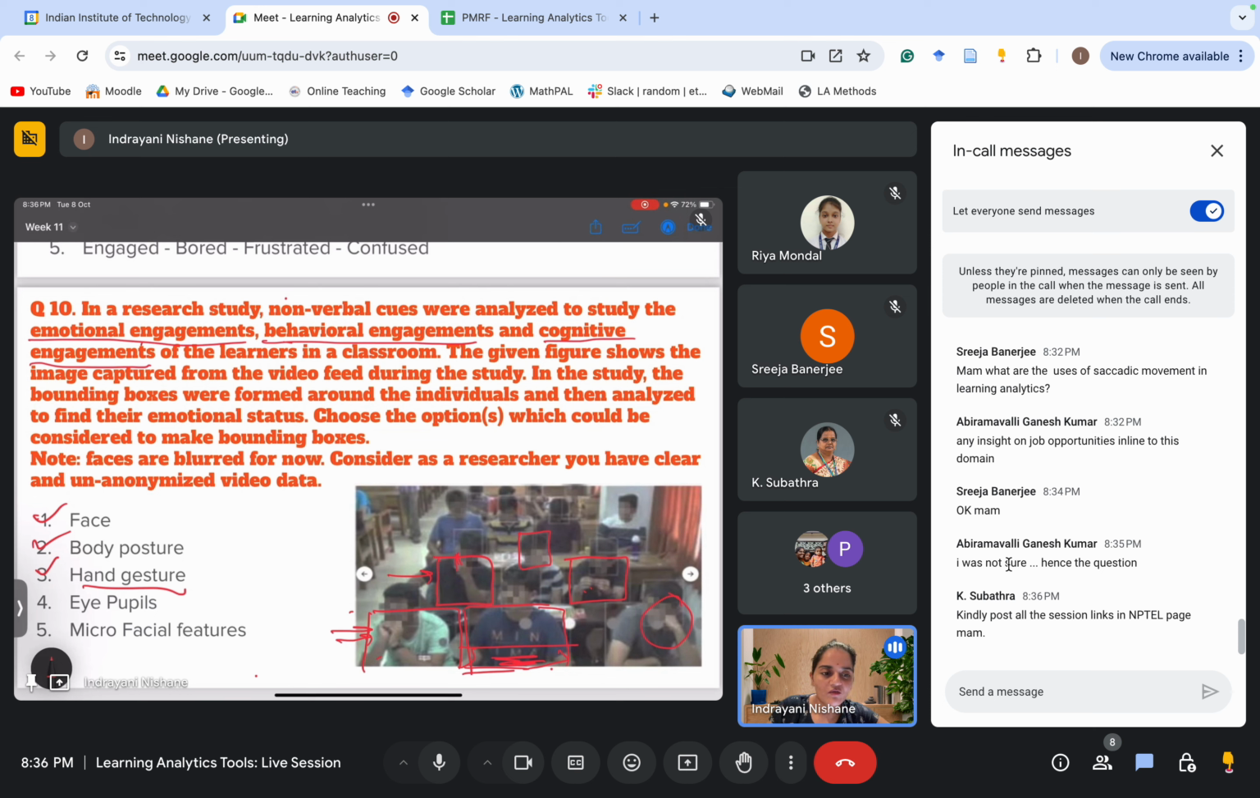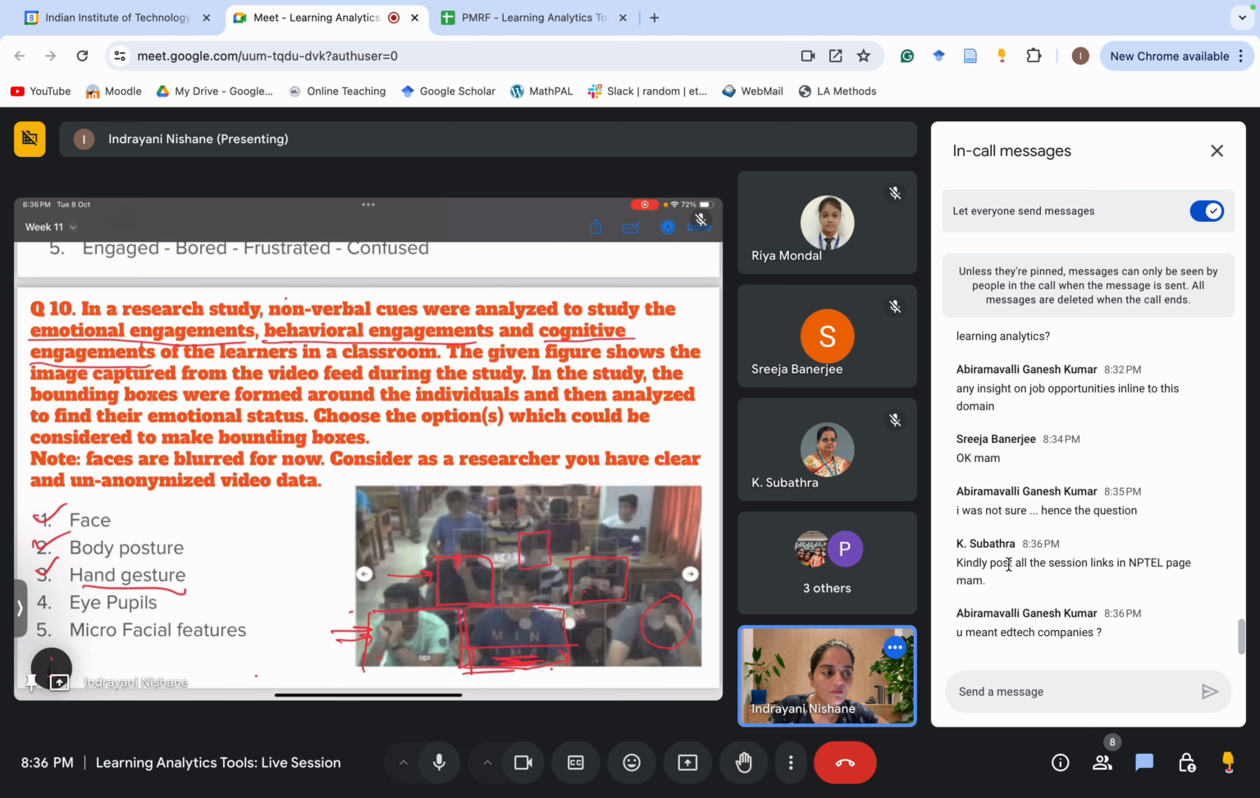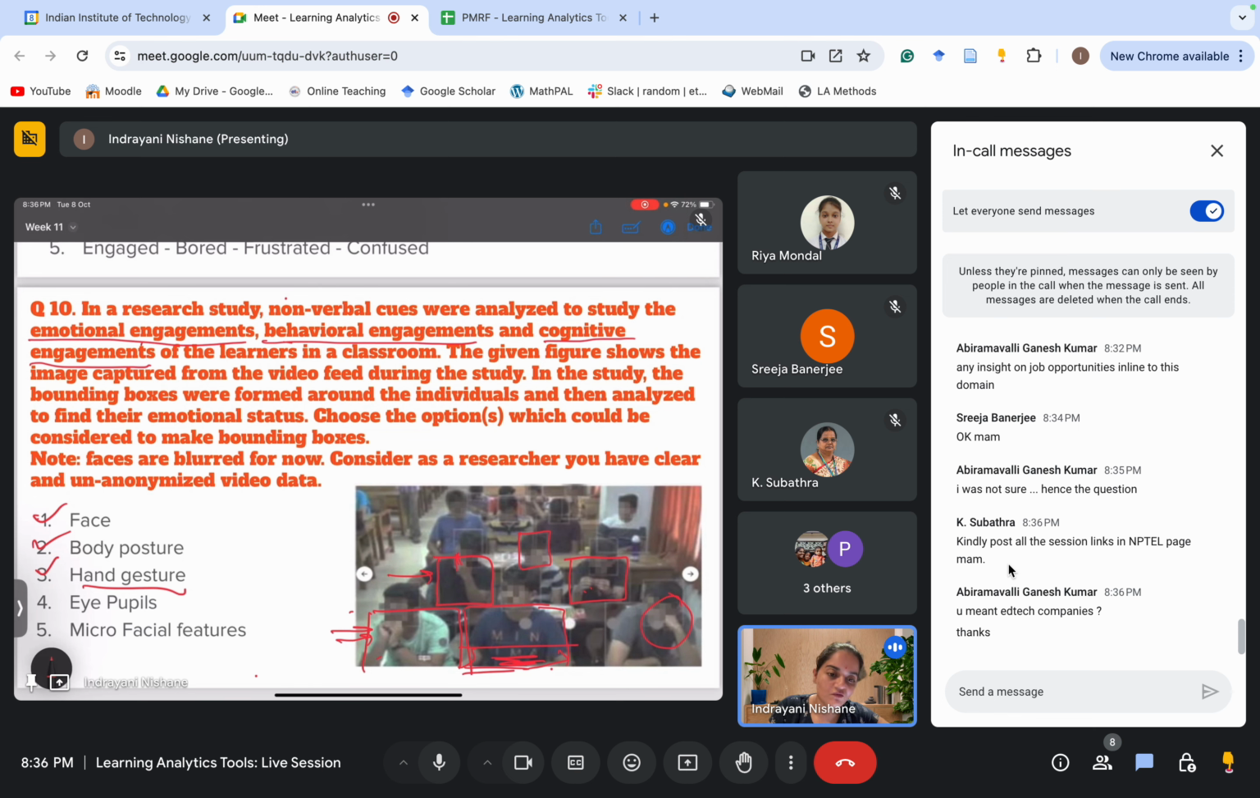Okay, I'm not sure why NPTEL folks are not posting all the links on Swayam portal, because only they, I mean edtech companies, yes. Because you know what happens is NPTEL people only are able to post in announcement sections. We are not able to post in announcement section.